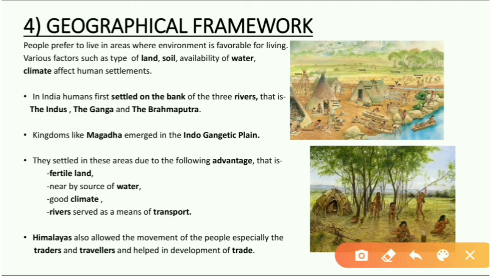So why did the people of early times settle near all these places? Because of the fertile land, nearby source of water, good climate, and rivers which served as a means of transport.